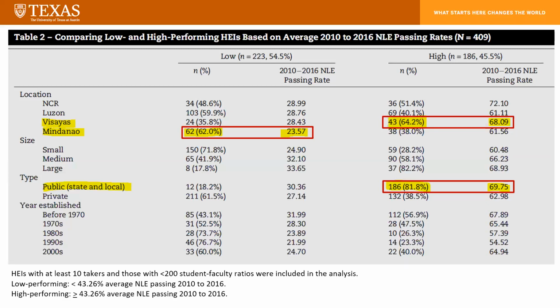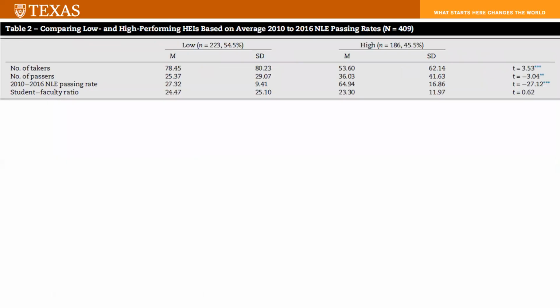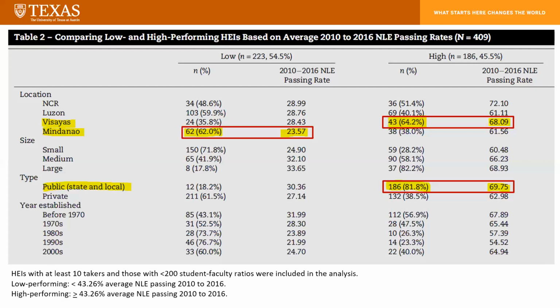Next, you would see that most of the public institutions, meaning the state and local, have a high proportion of high performing schools. And on average, those high performing schools have a passing rate of about 69.75%, which is actually great. Okay. Next, what you can see is that private institutions have a large proportion of low performing schools. So that's the general picture in terms of low and high performing schools.